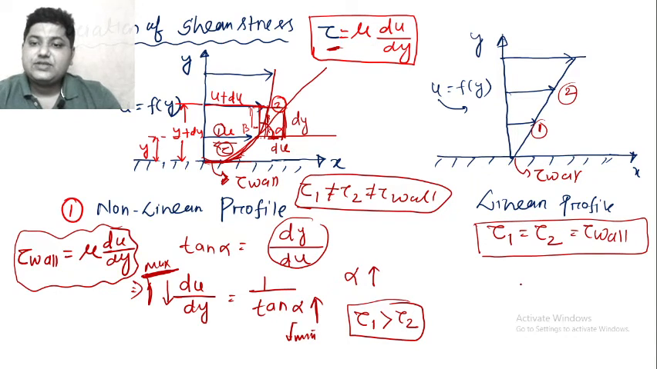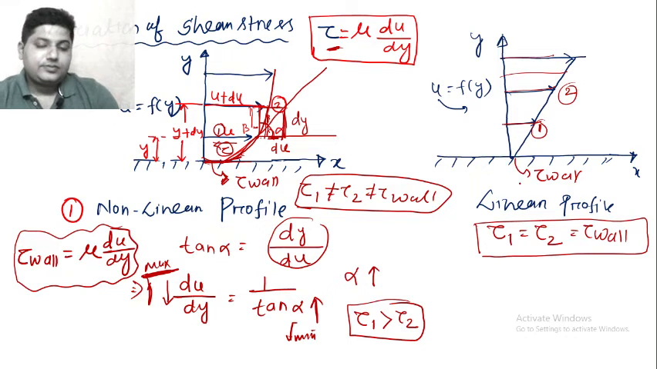So the shear stress will remain constant if the profile is linear, but if the profile is non-linear, then the shear stress will not remain constant. So if we need to find the shear stress at each layer, before that we need to find the slope at that particular point. Then after finding the slope, we estimate the shear stress if the velocity profile is non-linear. If the profile is linear, wherever you find it, at this point or that point, the shear stress will always remain the same, it will not change.